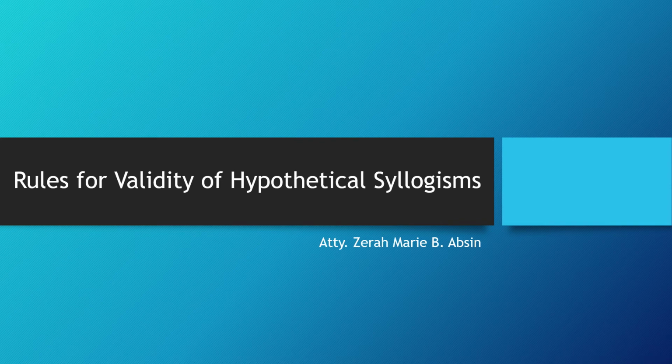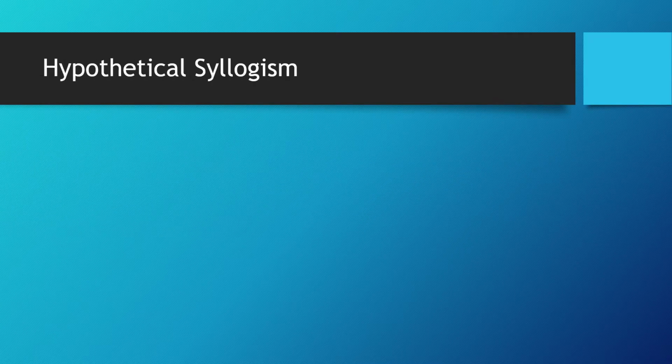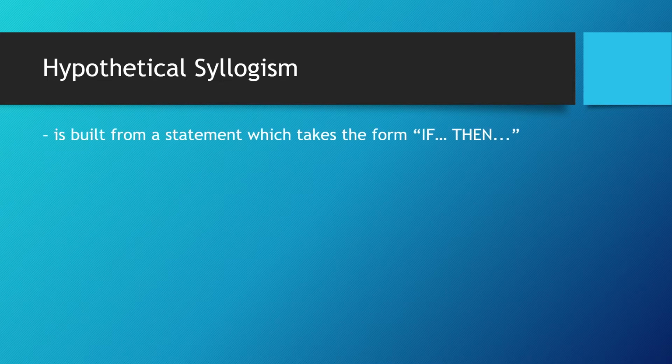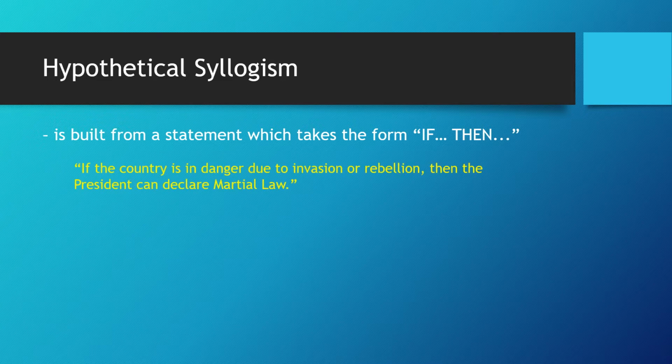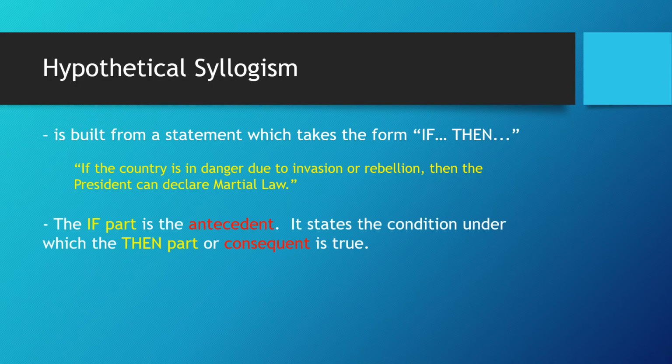Now let's talk about the rules for validity of hypothetical syllogisms. A hypothetical syllogism is built from a statement which takes the form if then. For example, if the country is in danger due to invasion or rebellion, then the president can declare martial law. The if part in the statement is the antecedent. It states the condition under which the then part or consequent is true.